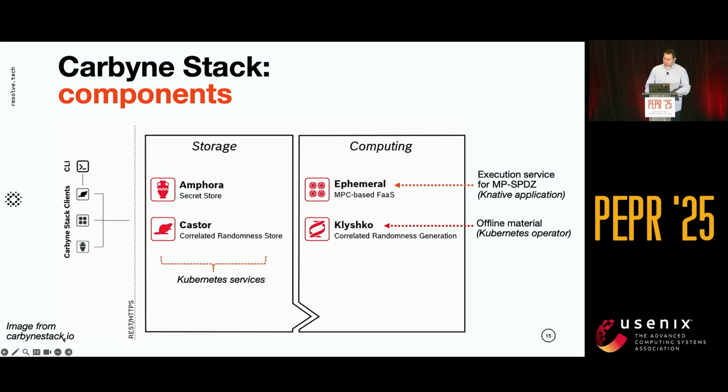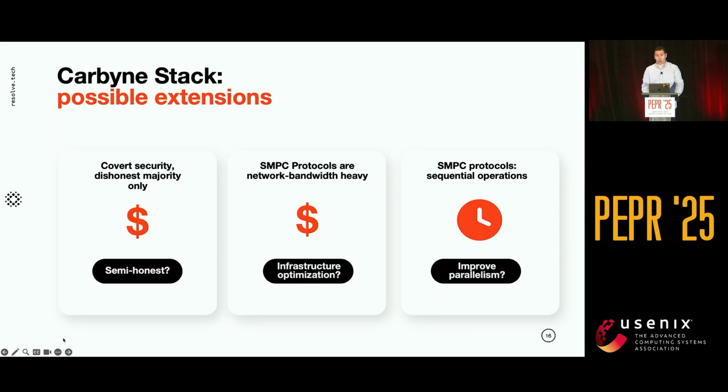But we could do some extensions to this system to make it more usable in the real world. First of all, the security model that Carbyne Stack supported is a covert security model, which could be quite strict, and it's also expensive to run for many reasons. So we asked ourselves whether we could modify the system to use a semi-honest model.